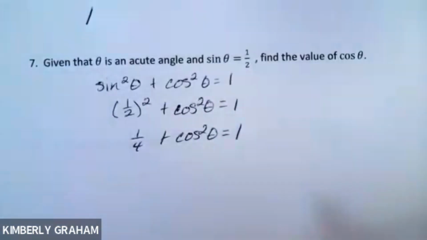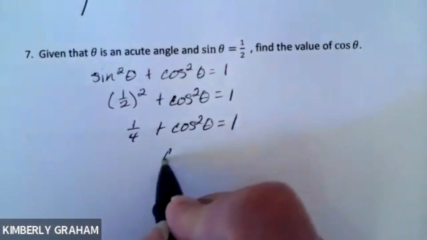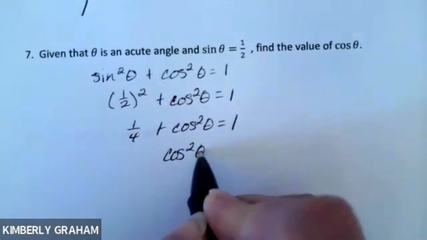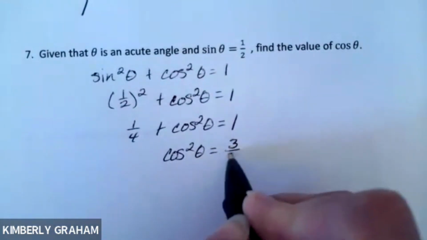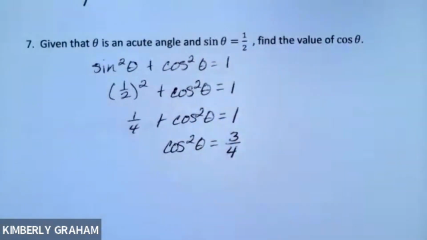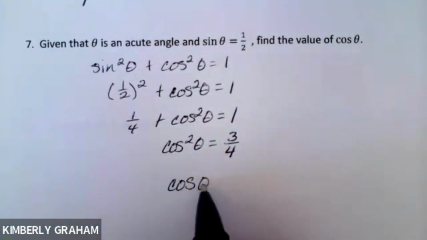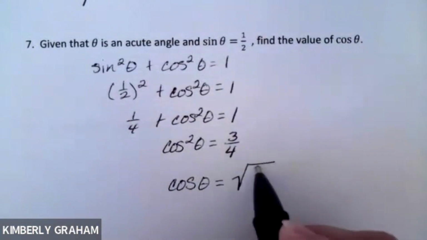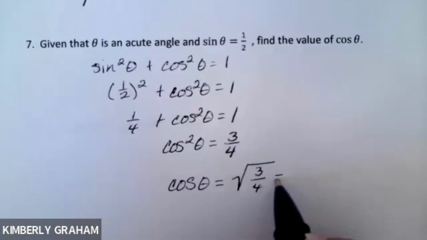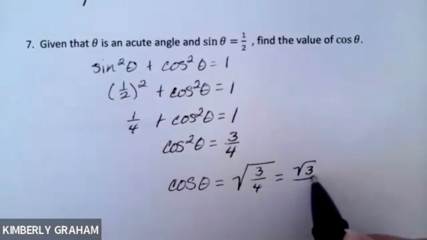I'm going to subtract 1/4 from both sides of my equation. And I need to take the square root of both sides. Now, normally when we take the square root, we'll want our answer to be positive and negative square root, but because I have an acute angle, I know I'm only looking for the positive square root. So cosine of theta is going to be the positive square root of 3/4, and that's just the square root of 3 over 2.